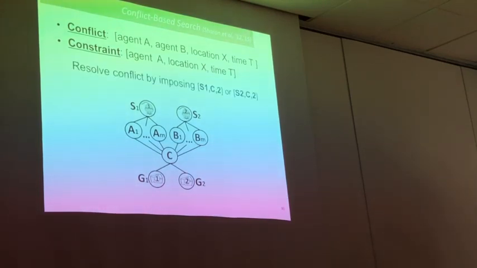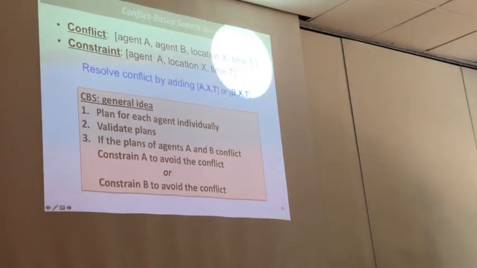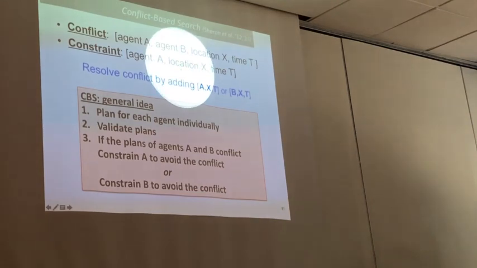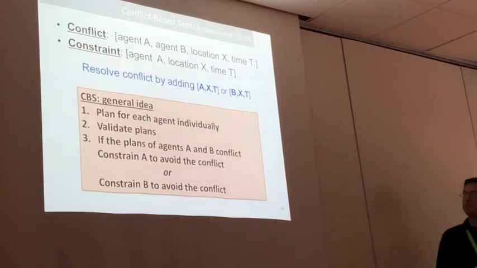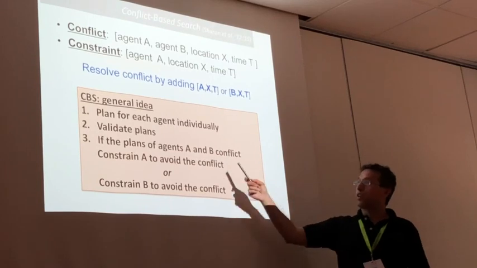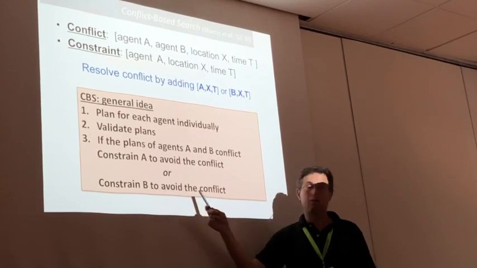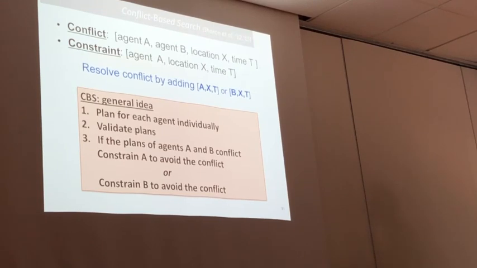So if A and B both plan to be at time T at X, we can resolve it by either telling A don't be at X at time T, or B don't be at X at time T. These are two options. The idea is very simple. You plan for each agent individually, then you check if there is a collision. If they have a collision, either impose a constraint on agent A to avoid the collision, or impose a constraint on agent B to avoid the collision. And then you continue this process. Every time, you add one constraint to one agent. Eventually, the agents would be constrained enough so that they will find a non-colliding path.